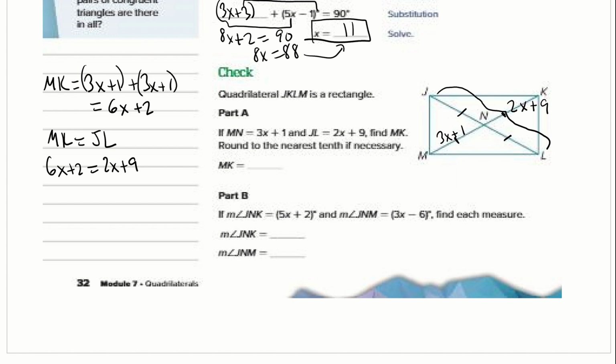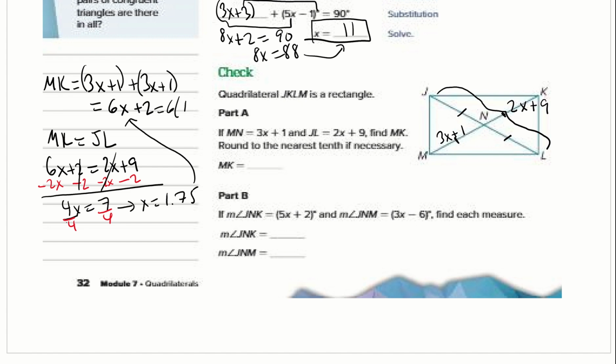So we're going to subtract 2 on both sides, subtract 2x on both sides. All right, so this goes away, you get 4x equals 7. Then we divide by 4. And so x is equal to 1.75, 7 divided by 4. Then don't forget to plug that in, right? So we want to plug that into MK. So we plug that into there. So we get 6 times 1.75 plus 2, which is going to give you 12.5. So this is 12.5 right here.